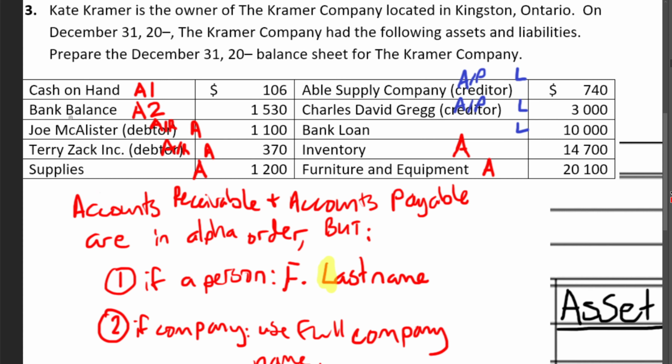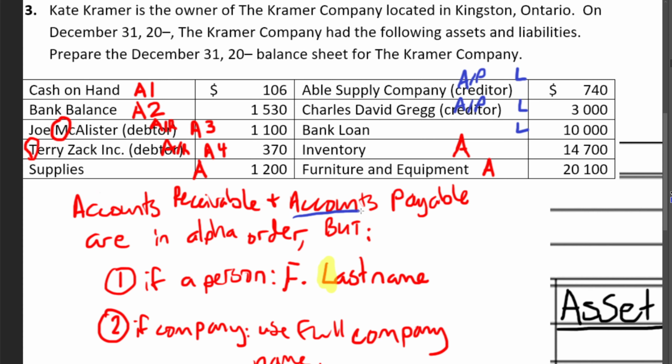So in this case, Joe McAllister is a person. I have to look at that last name, which means I actually care about the M in this case. And Terry Zach Inc. Inc. is incorporated. That means it is a corporation. So this is a company name. I am going to care about the T. So M comes before T. So this is going to be my 3rd asset. And this is going to be my 4th asset, all under accounts receivable.